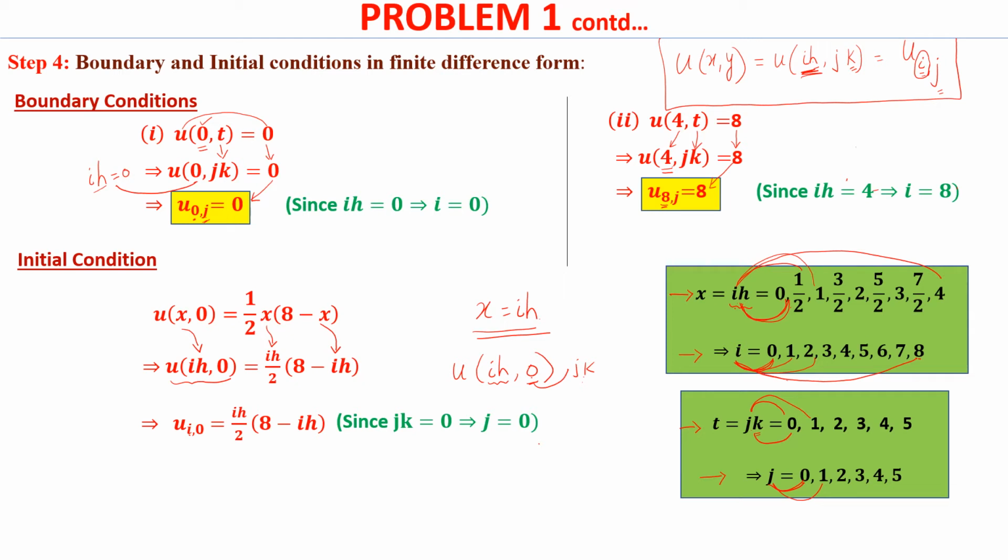Now substitute for the value of h. The h value that you got was 1 by 2. So I substitute h is 1 by 2 and rewrite ui comma 0 in this manner. So these ticked expressions which I am writing here are the boundary and initial conditions in finite difference form. Let us now use all these in step 5 and complete the table.